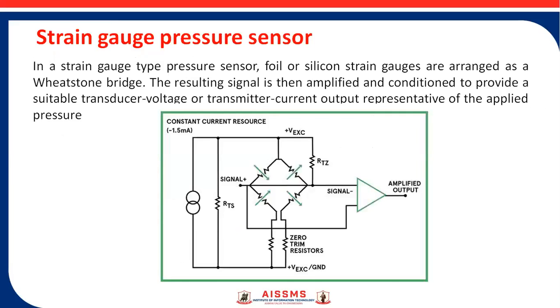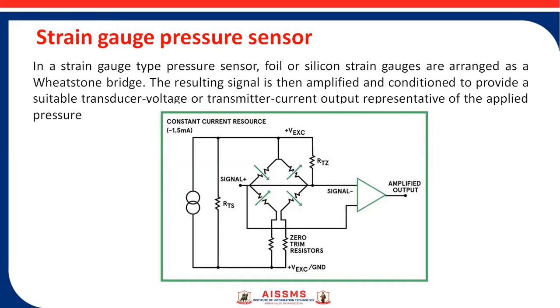Next, we switch over to the strain gauge pressure sensor. In strain gauge type pressure sensor, foil or silicon strain gauges are arranged as a Wheatstone bridge. This is a passive type of resistance pressure transducer and its electrical resistance will change when it is stretched or compressed. A strain gauge is a wire which will change its resistance when mechanically strained due to physical effects.